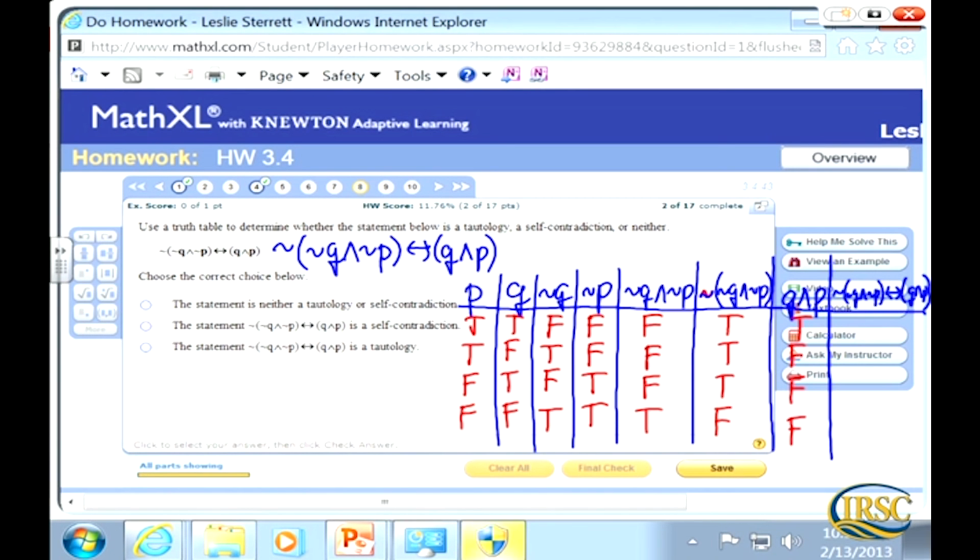We're looking at the last two columns that we just did. So in the first row, we have true, true. So that's true. True, false is different, so that's false. True, false is different, so that's false. And false, false is the same, so that's true. So we have true, false, false, true.